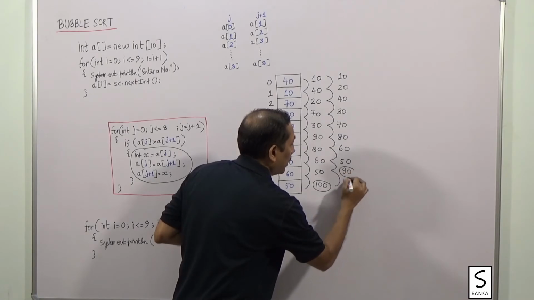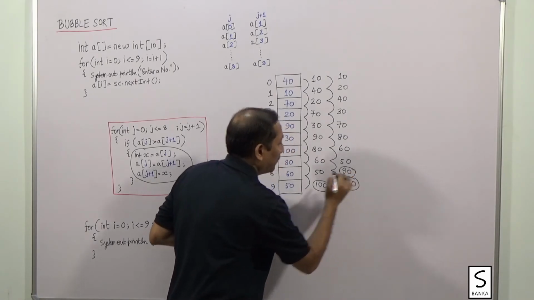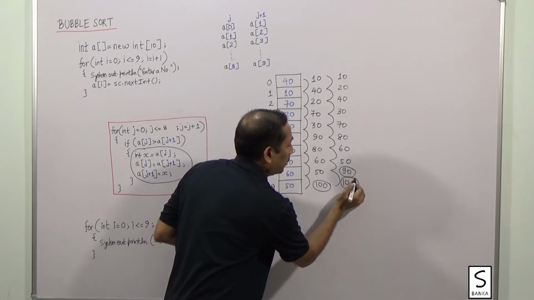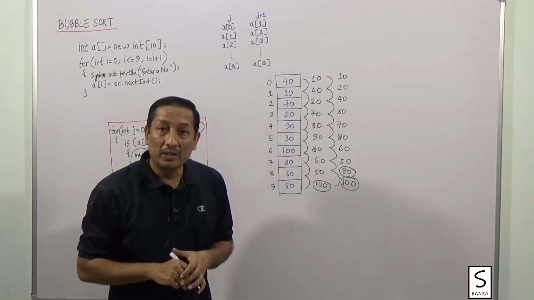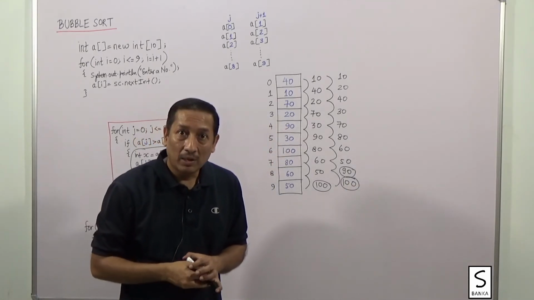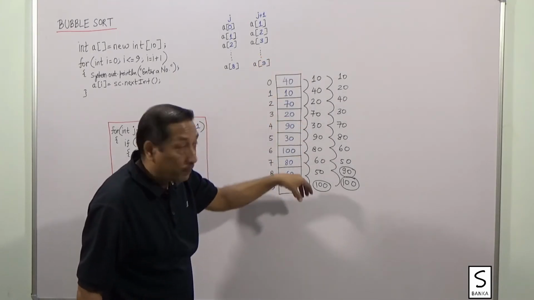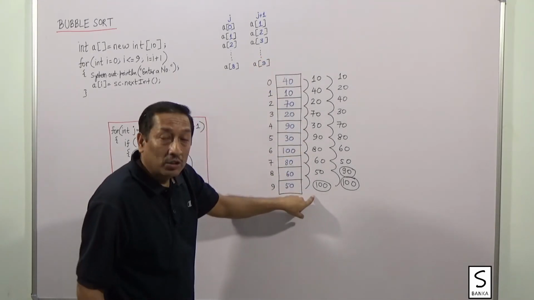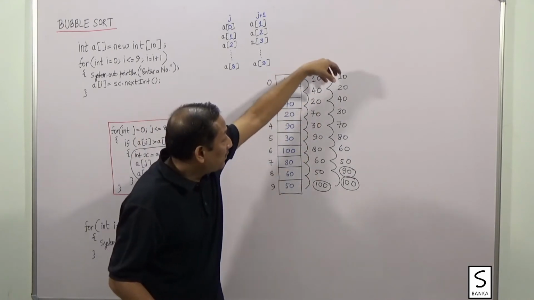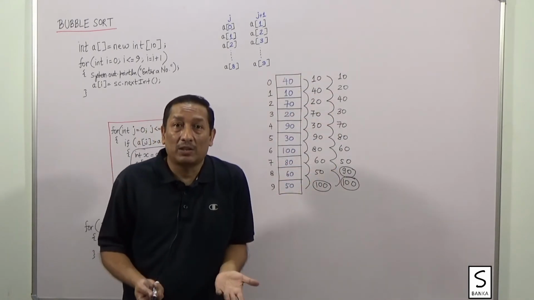No. So what we observe is that now we have two numbers at their proper locations. How did this happen? Obviously, every time since we are moving the bigger number down, the biggest number was already there. So next time, the next number that will go down will obviously be the second biggest number, 90.